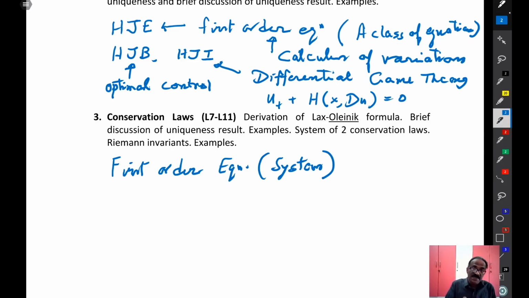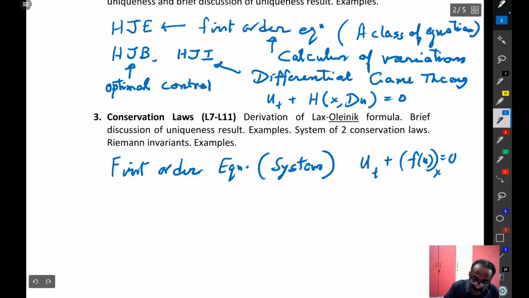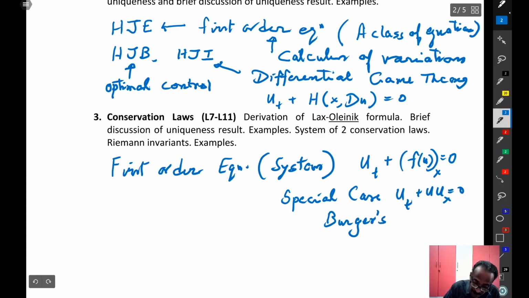So conservation laws are another special class of equations of this form, u_t. So you have a conservative structure or a variational structure. And you have already seen this equation, a special case: u_t plus u u_x equal to 0. This is the Burgers equation. And you have seen in our first course how singularities propagate.